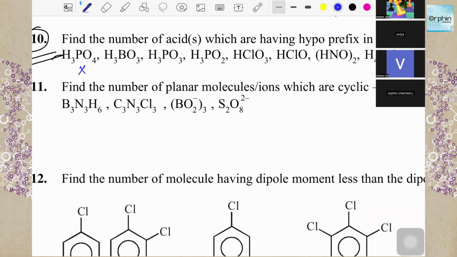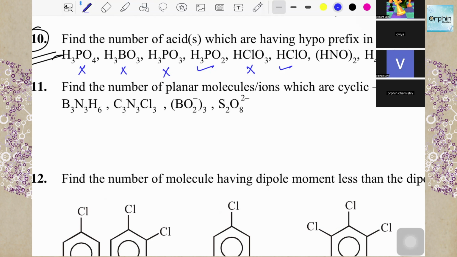H3PO4 is phosphoric. So this is not our answer. H3BO3 is boric. That is not our answer. H3PO3 is phosphorous. That is not our answer. H3PO2. That is our answer. That is hypophosphorous. HClO3. HClO4 was perchloric. HClO3 is chloric. That is not our answer. HClO is hypochlorous. Yes. Just now we have seen perchloric, chloric, chlorous, hypochlorous. This is our answer.